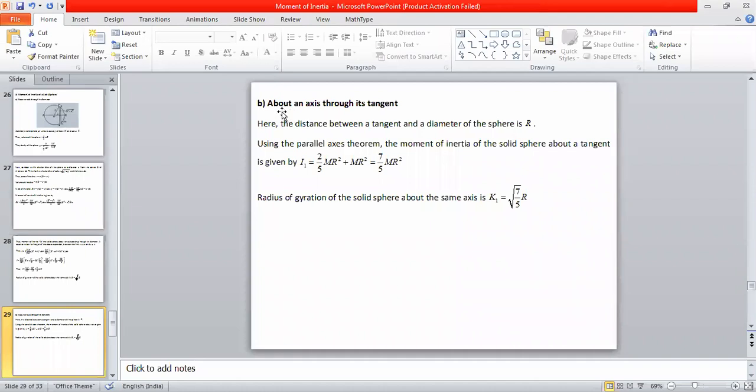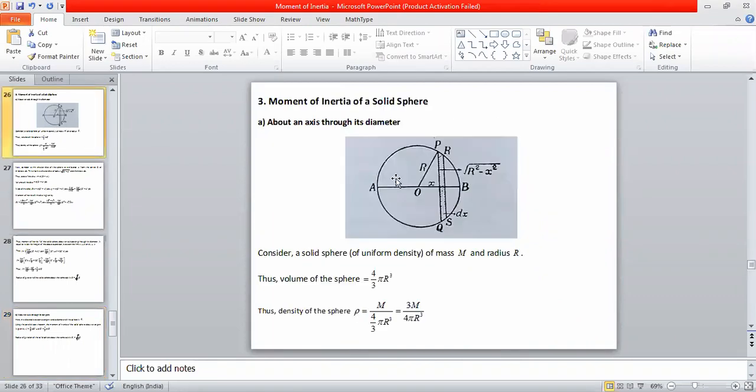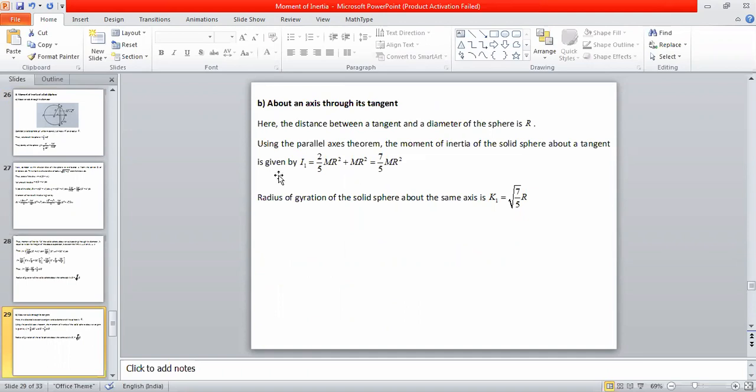We want to find the moment of inertia of the same solid sphere about an axis through its tangent. I have not drawn the diagram for the tangent. Now I'm going to consider an axis here, tangential to the sphere. This axis is parallel to the diameter. Since I know the expression for the moment of inertia about the diameter, and I want to calculate it through a tangent, I can use the parallel axis theorem.